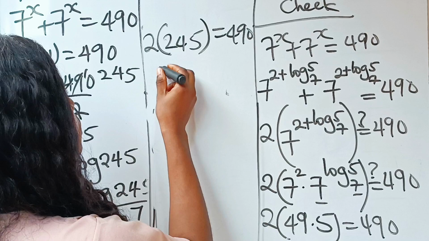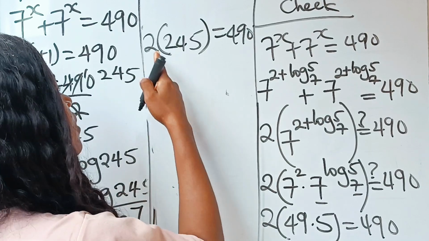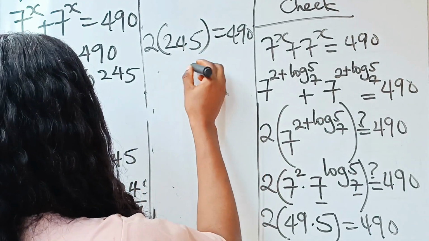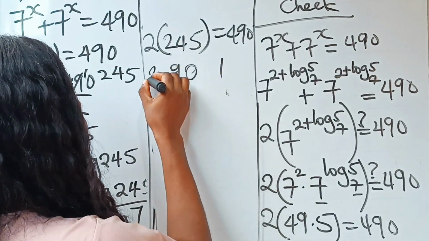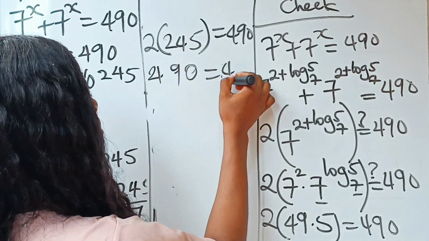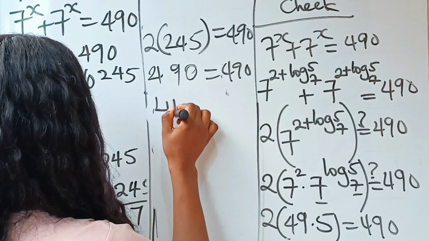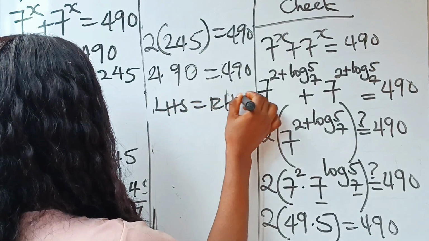Now 2 times 2 is 4. Sorry, what am I doing? 2 times 5 is 10. You write 0, carry 1. 2 times 4 is 8 plus 1 is 9. 2 times 2 is 4. So we have 490 is equal to 490. The left hand side is equal to the right hand side.